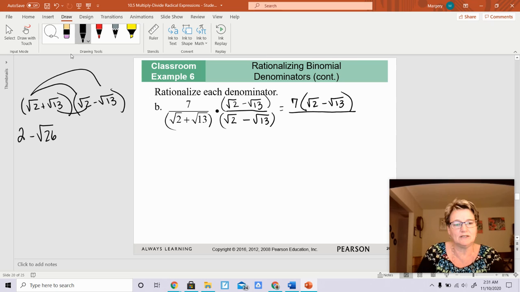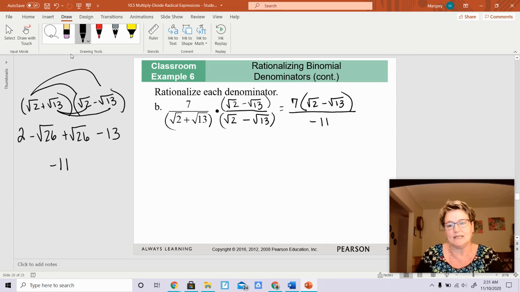Now I'm going to multiply these two together. That's going to give me a positive square root of 26. Then I'm going to multiply these two together. It's going to give me a negative 13. So the middle terms cancel out, and I'm left with 2 minus 13, which is a negative 11. So a negative 11 goes here.